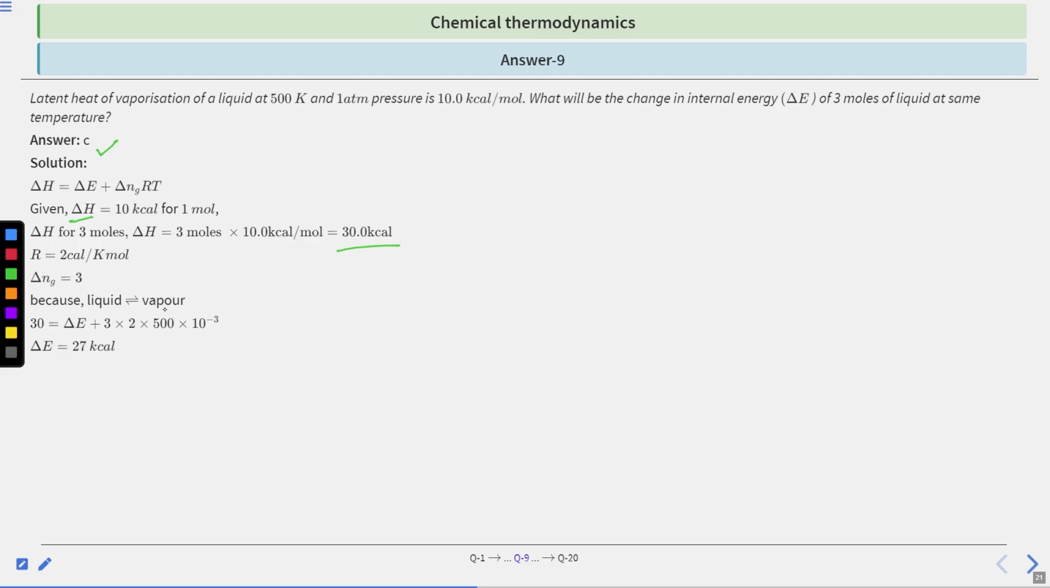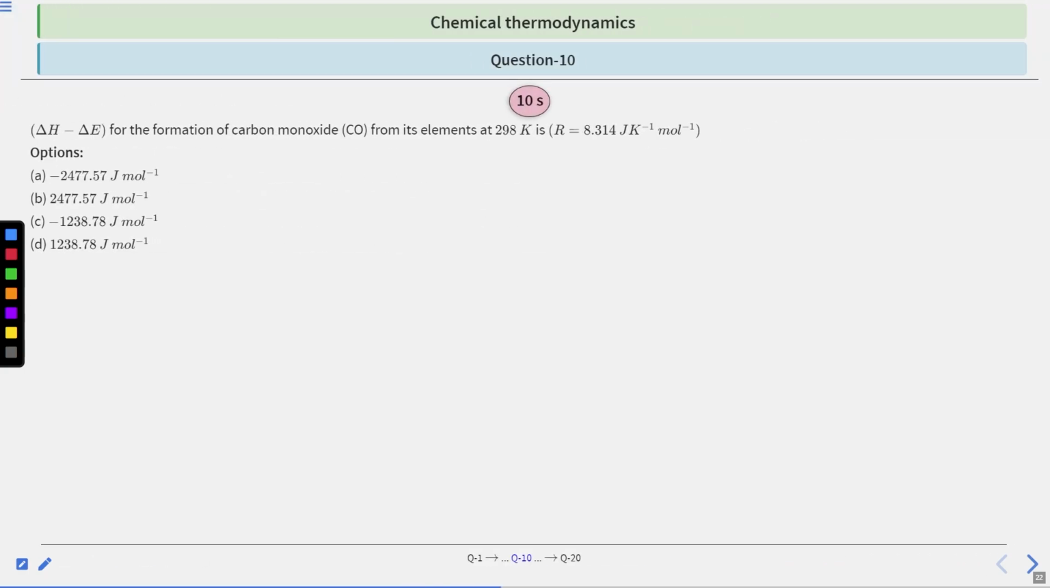Because liquid is going to vapor, we put the values in this equation, that is 30 equals del E plus 3 multiplied by 2 multiplied by 500, and as we have to convert the calorie into kilocalorie, we multiply by 10 to the power minus 3. So del E, that is change in internal energy, comes out as 27 kilocalorie. Hence option C will be the correct answer.